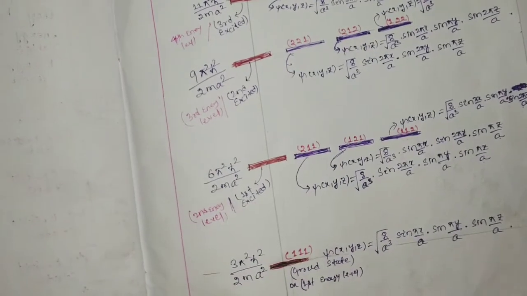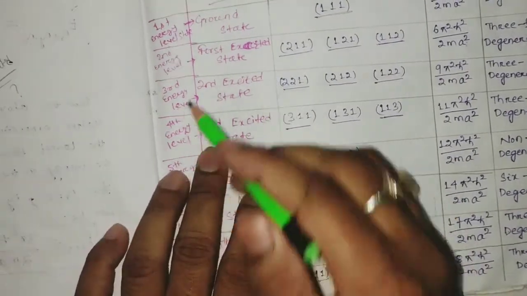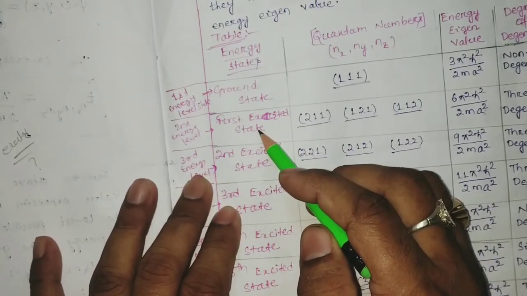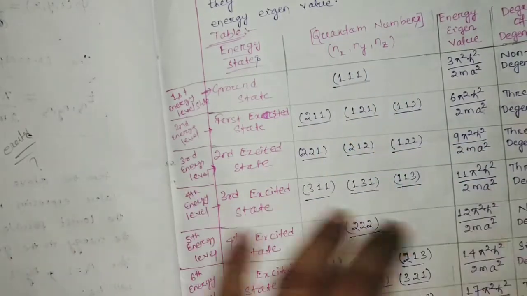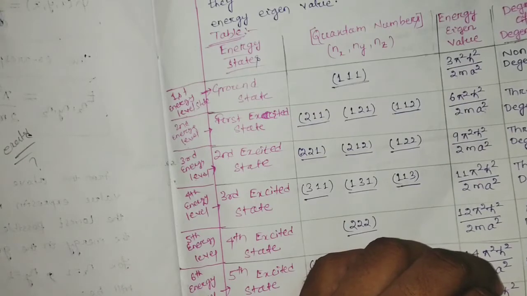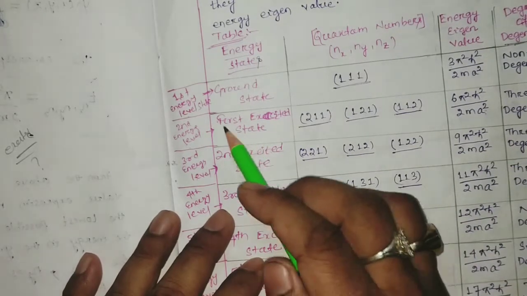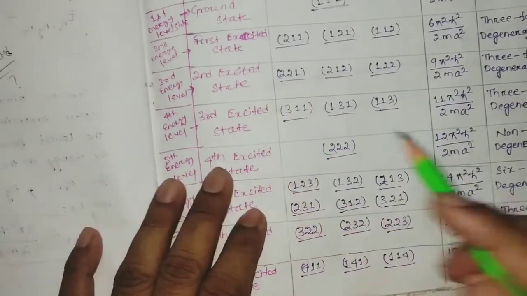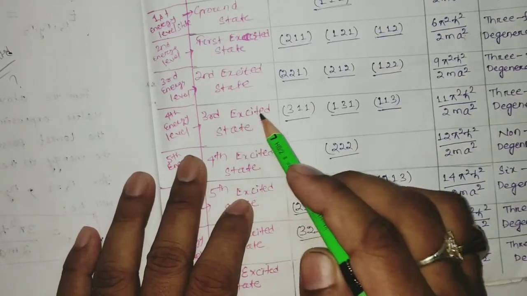Likewise, we have to consider the second excited state or third energy level. Don't be confused. Always remember that the first energy level belongs to the ground state, the second energy level is the first excited state, and the third energy level is called the second excited state, like this. Okay. In the question, they may ask what is the degeneracy of the first excited state or second energy level. Suppose the question asks what is the degeneracy of the fourth energy level, which is nothing but your third excited state. Okay.